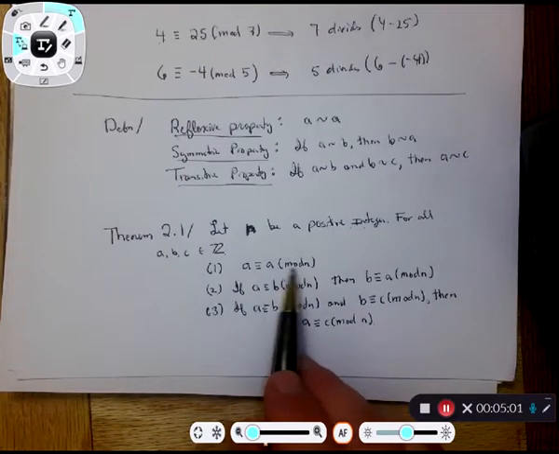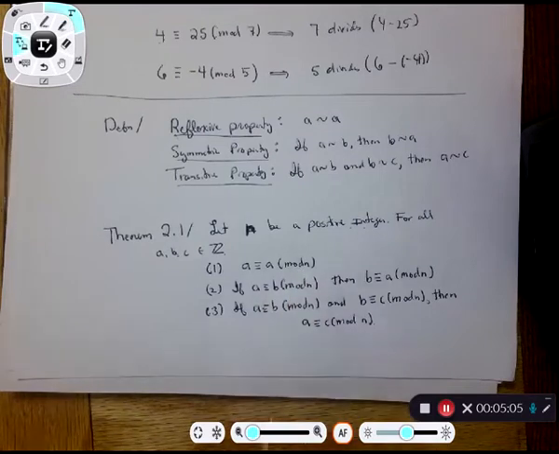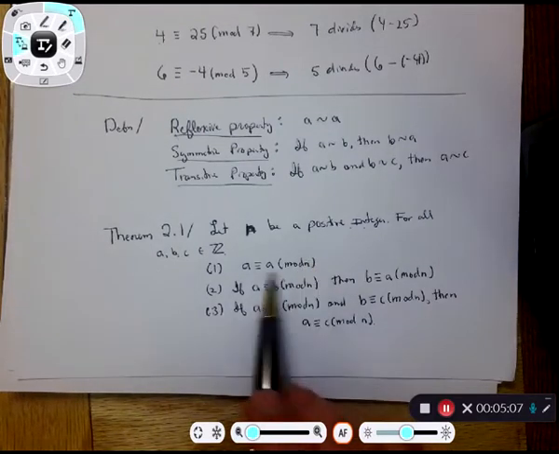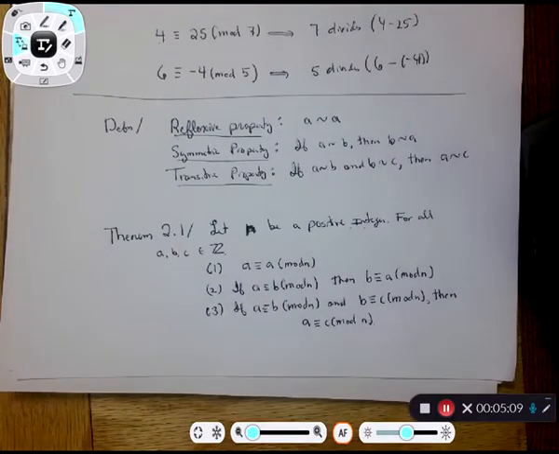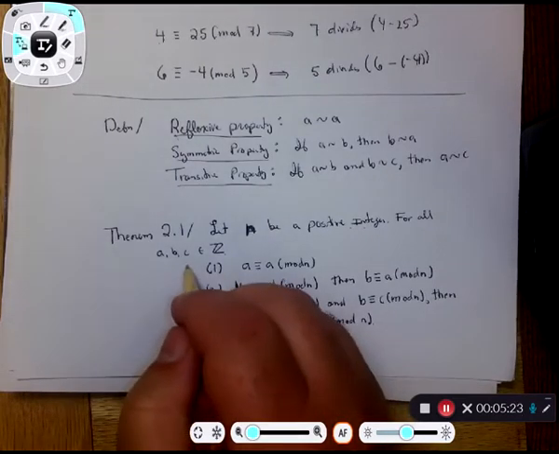Now, what was the definition of A is congruent to A mod N? What's the definition of modulo N? This means N divides A minus A. Well, A minus A is 0, and clearly N, being a positive integer, divides 0. Everybody divides 0. This is a true statement. But A is congruent to itself means you have the reflexive property.